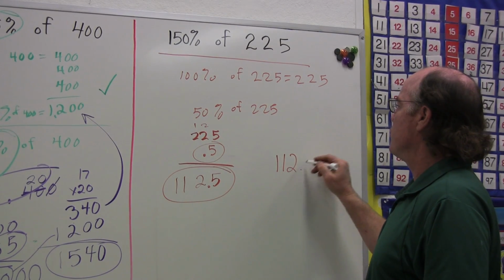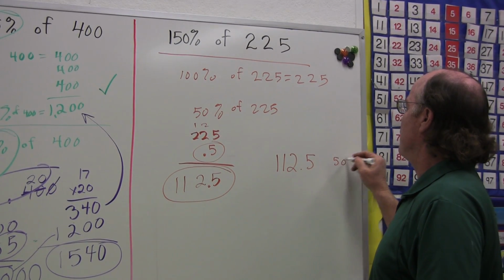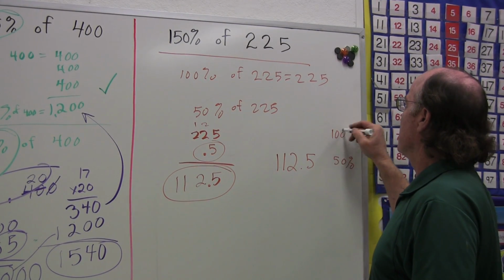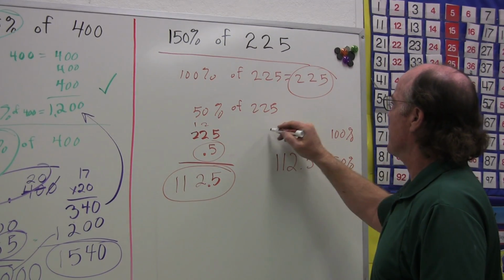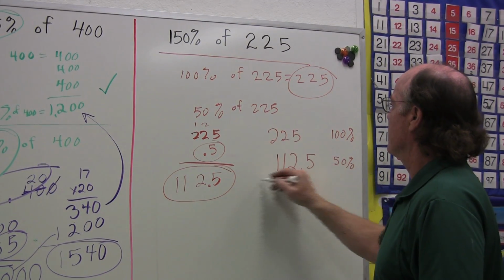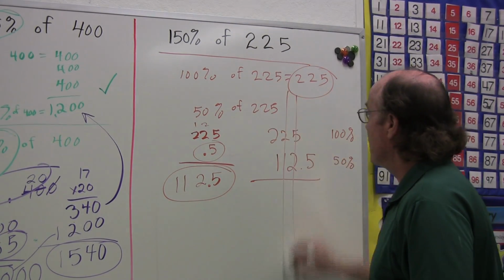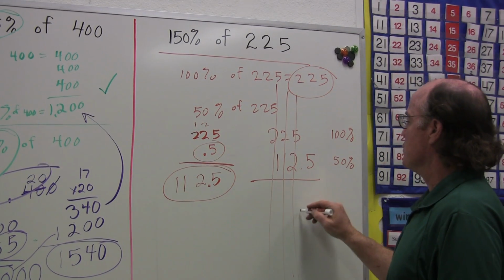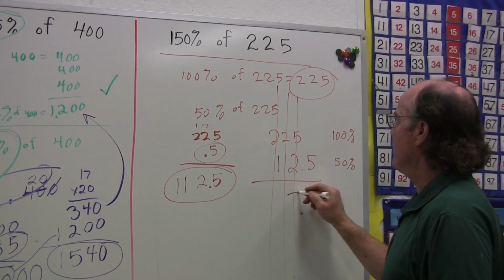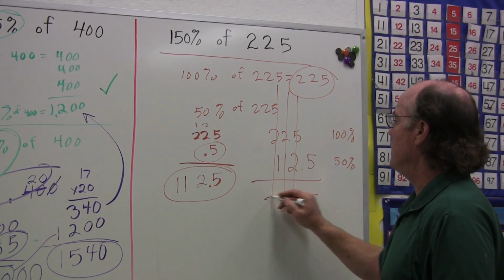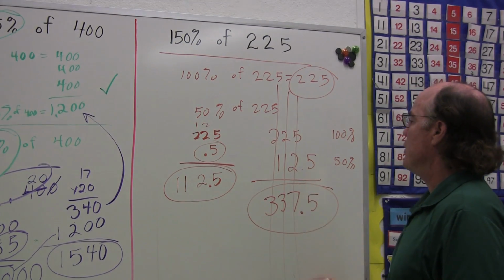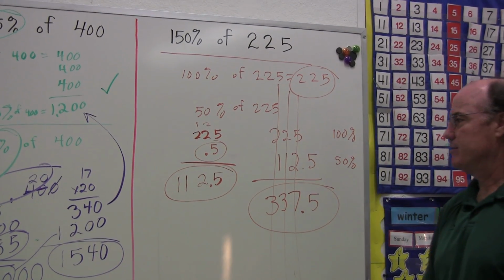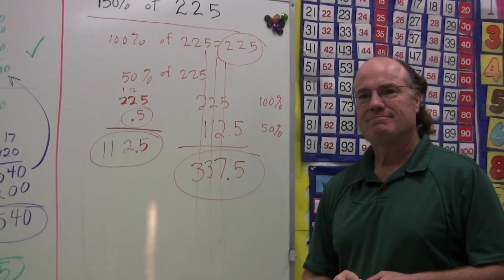So we take the 112.5, which is the 50%, add it to the 100%, 225. You got to make sure you have straight columns. We get 337.5. Okay? All right.